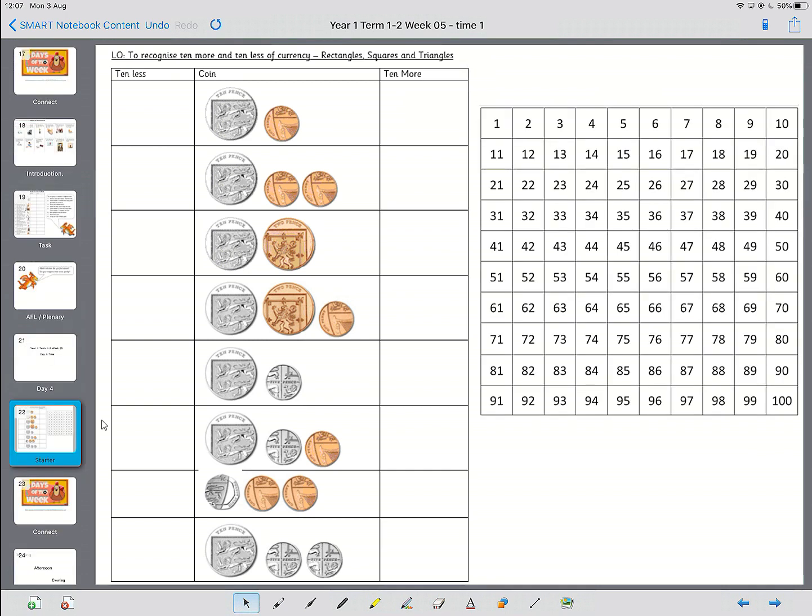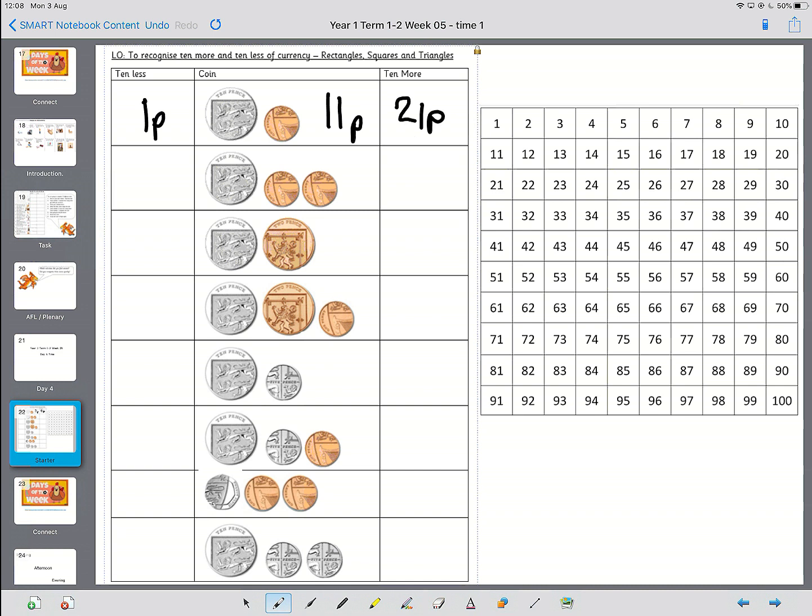Okay, so welcome back, and I've got my 100 square here to just show you how we can do this. Start off by working out the value of the coin, that's 11 pence. If we look on the number square, 11 is here. Now, if we're going to make it 10 less, we need to go up. So it becomes 1p. And if we want to make it 10 more, we're going to go down because we count on 10. 1, 2, 3, 4, 5, 6, 7, 8, 9, 10 takes us forward, takes us down.